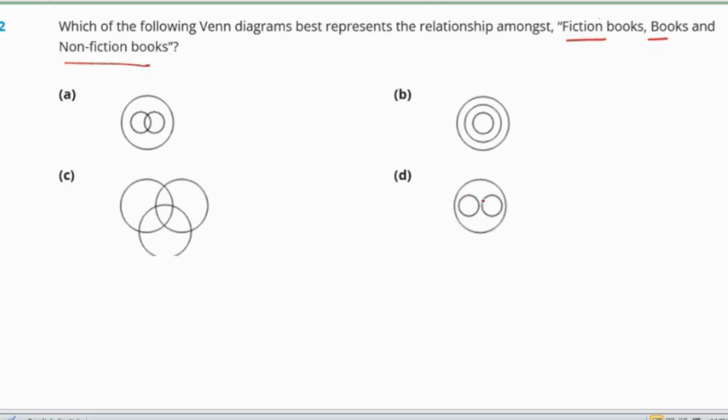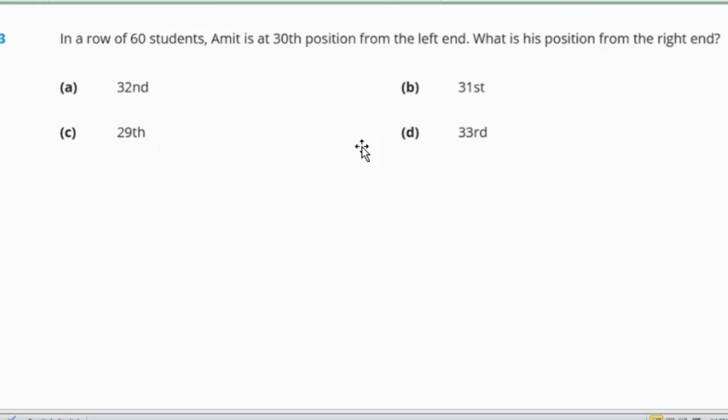Okay. If we take this circle as the books, what we can see is that we have fiction books, which are also a part of the books, and we have non-fiction books, which are also a part of the books. Okay. So if we are showing the relationship between them, option B is the best Venn diagram which represents the relationship among the 3. Okay. So let's move to the third question.